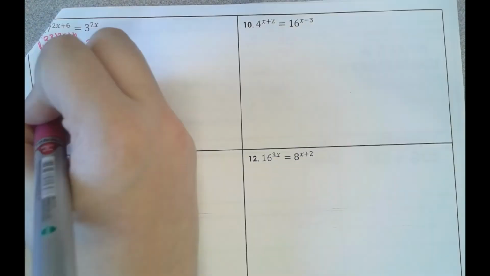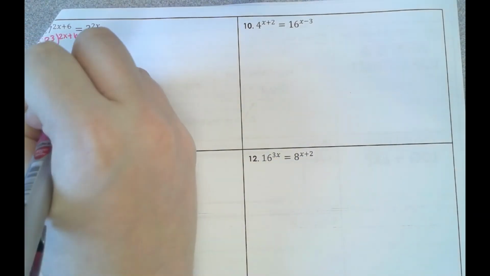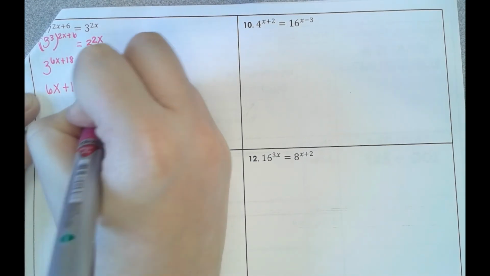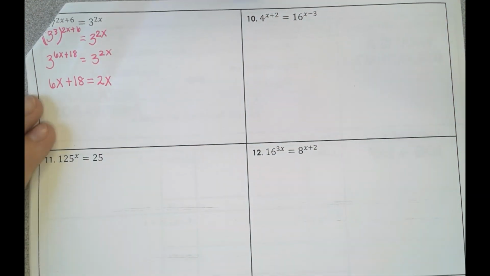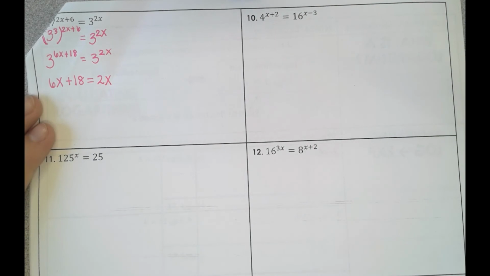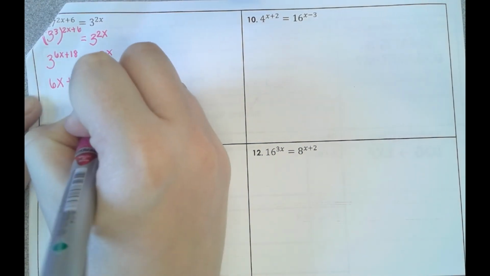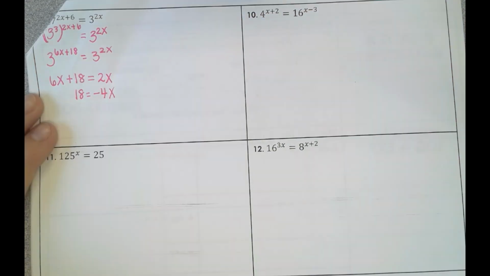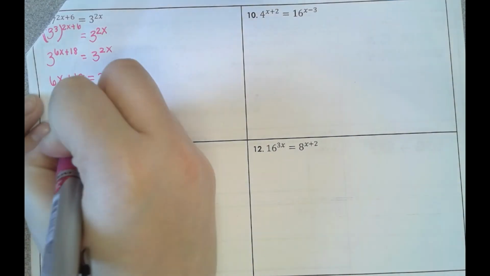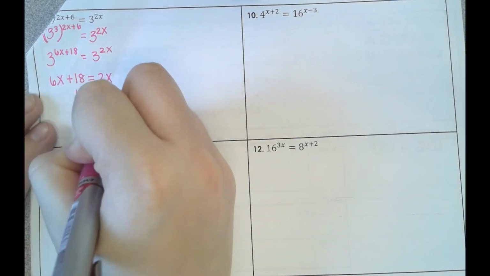And then we can set 6x plus 18 equal to 2x. If we subtract 6x, we get 18 equals -4x. And then if we divide by -4, we get x equals -4.5.